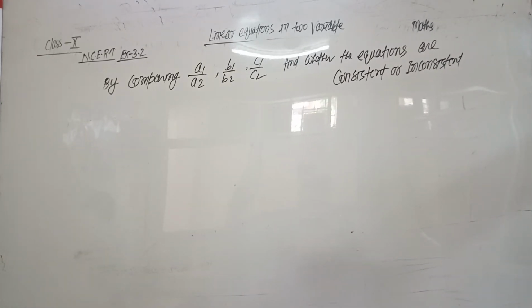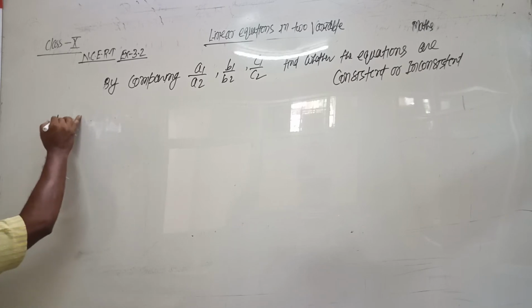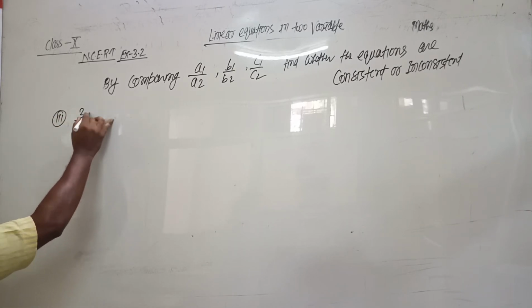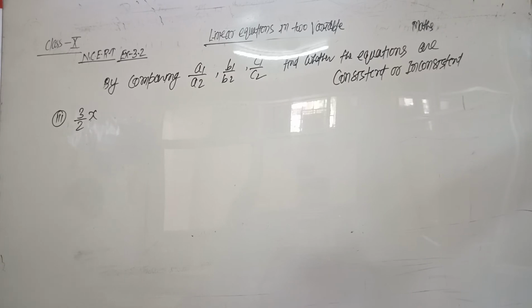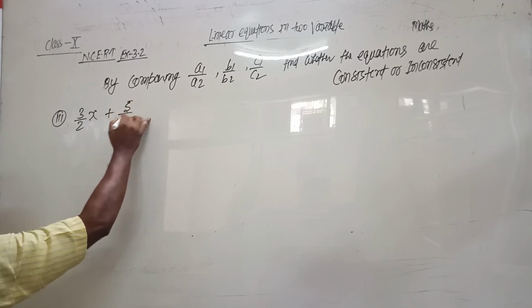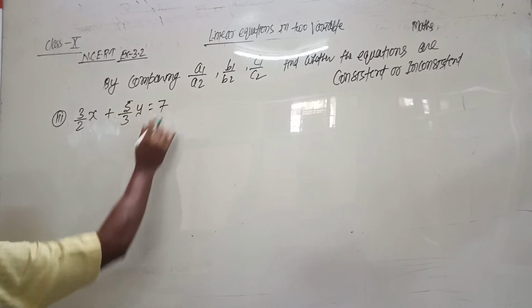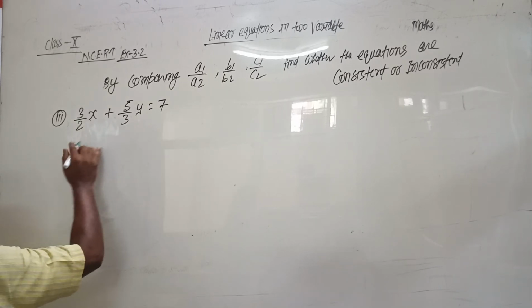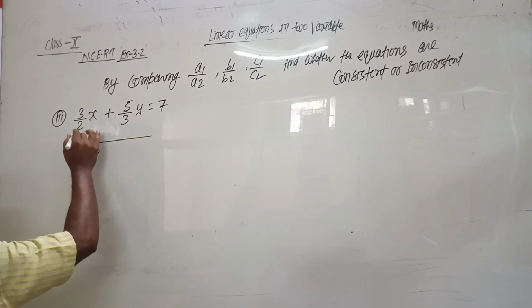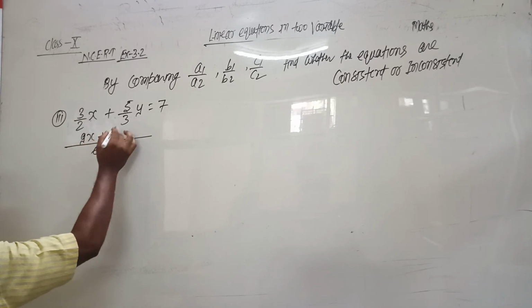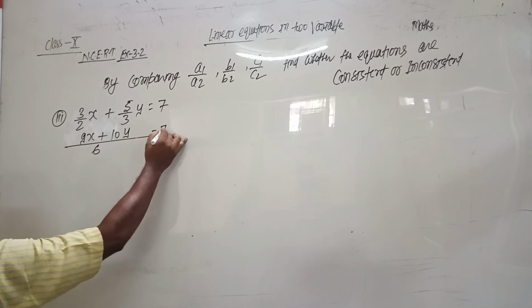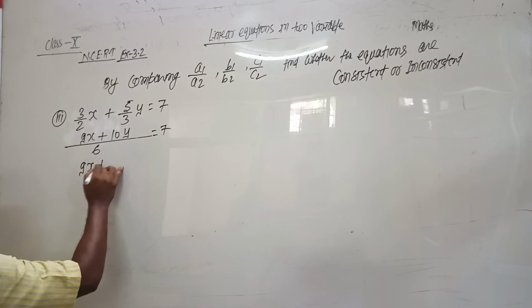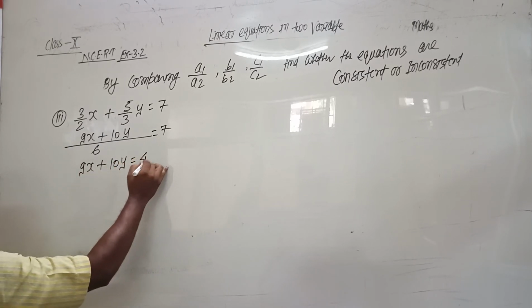See its third part. 3 by 2x plus 5 by 3y equals 7. Firstly, we will have to write the equation in the standard form. So we take the LCM. LCM of 2 and 3 is 6. This becomes 9x plus 10y equals 42.